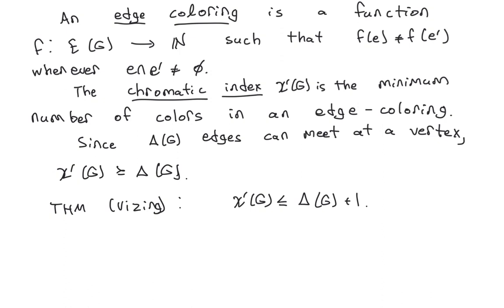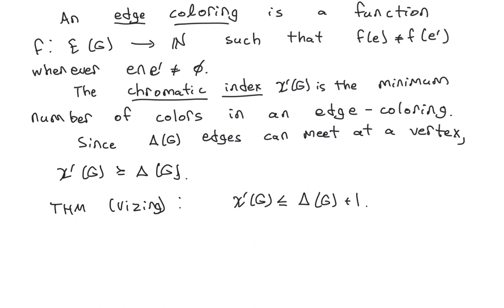Alright, so now we're going to discuss edge colorings. An edge coloring is a function on the edges with the property that distinct edges get distinct colors whenever those edges intersect. So you can't have incident edges that have the same color. And we're going to define the chromatic index, chi prime of G, to be the minimum number of colors in an edge coloring. A simple lower bound is given by the maximum degree of a graph.